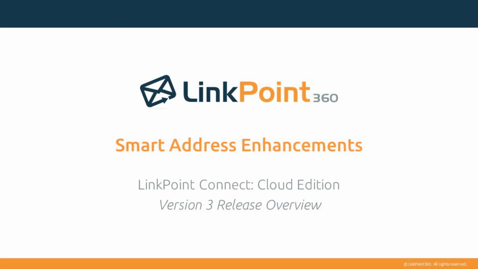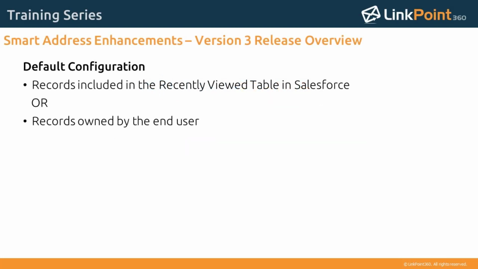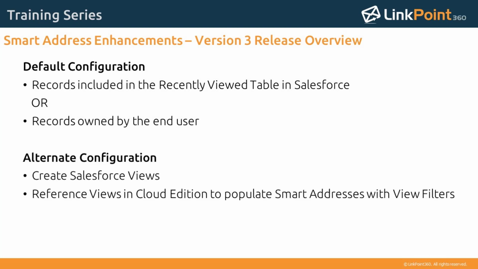Release 3 also includes enhancements to the Smart Address functionality. As Release 2 users understand, smart addresses are generated based on a set of pre-configured criteria built into the Cloud Edition platform. With this default criteria, users could create smart addresses for specific objects, including items that appeared in the recently viewed table in Salesforce, or items that are owned by the user. The enhanced functionality for Release 3 offers an alternative for creating smart addresses for companies that want more flexibility or control over exactly which records their users are able to use as smart addresses.